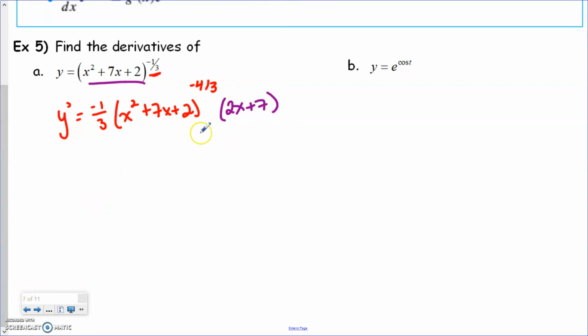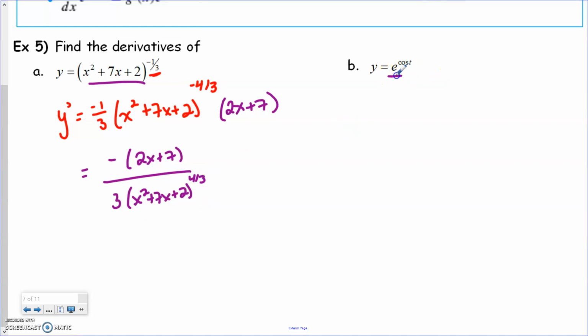You can rearrange this if you want. You can leave it as you want. Remember, the AP exam does not require you to rearrange it. If you chose to, I would write negative 2x plus 7 over 3 times x squared plus 7x plus 2 to the 4/3 power, and you can leave it like that.